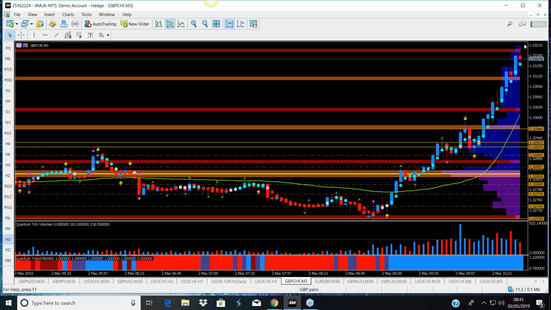Yeah. We've got here on the 3-minute a sort of shooting star looking as though it wants to develop. Really, you need a lot more selling volume.